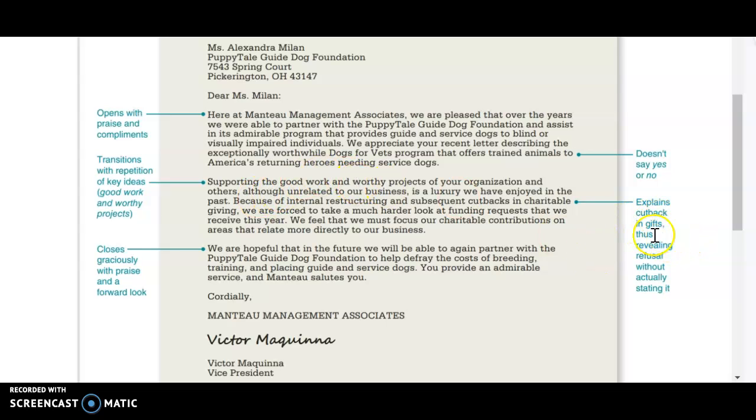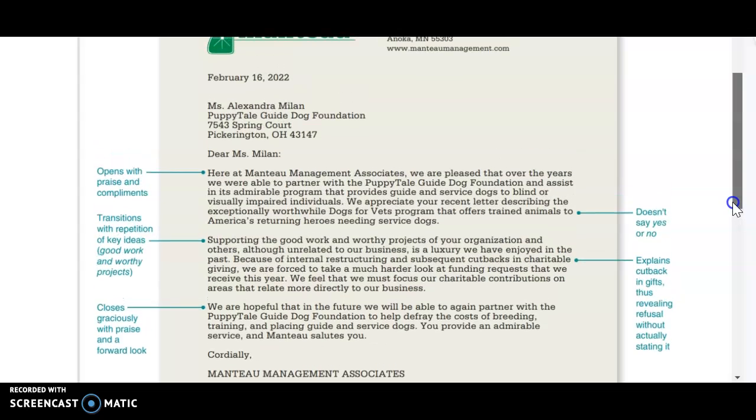Explain cutback in gifts, revealing without actually stating. Because of the internal restructuring and subsequent cutbacks in charitable giving, we're forced to take a much harder look at funding requests that we received this year. And then close graciously with a praise and a forward look. So they didn't say we're not going to make a donation. They basically explained that they were taking cutbacks in giving.